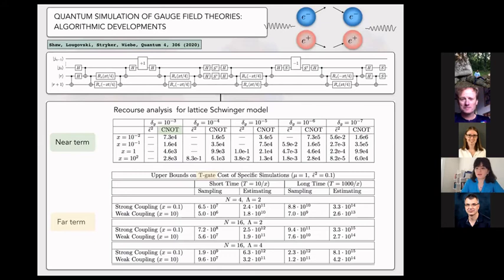I don't want to go through this because of the time, but you can look up in this paper, which is really a very comprehensive approach to identifying the quantum resource requirements for digital computation of the Lattice-Schwinger model in the near term and in the far term.